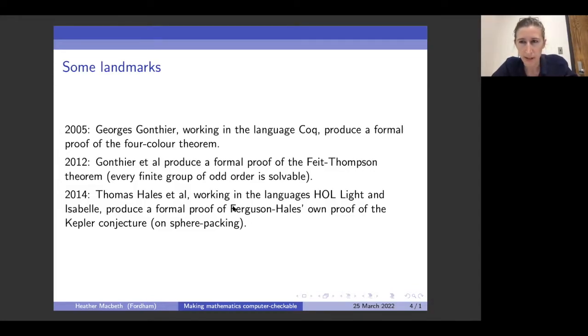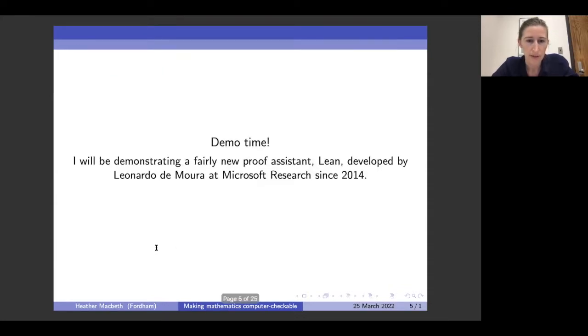It seems that one would hope not just to formalize results of this kind, but any kinds of mathematics. And I think that this promise is in reach. So I want to first demonstrate a new theorem prover, the Lean theorem prover, which has only been around since 2014, and maybe briefly demonstrate to you what it's like to use it.